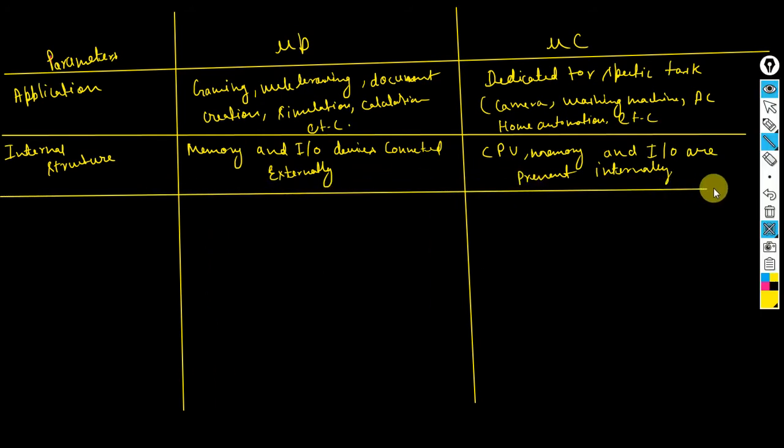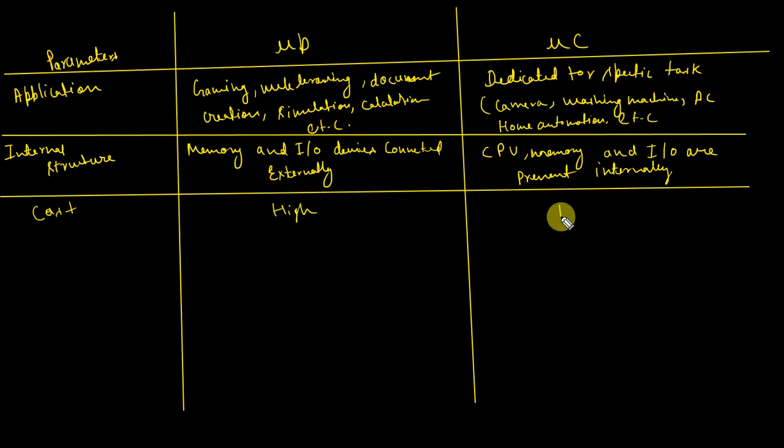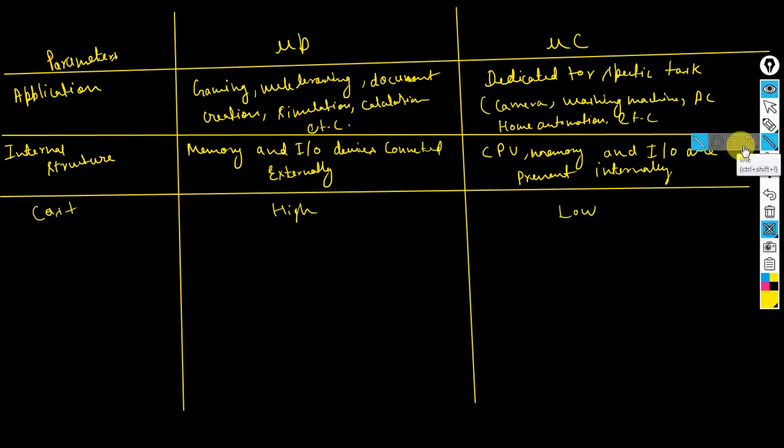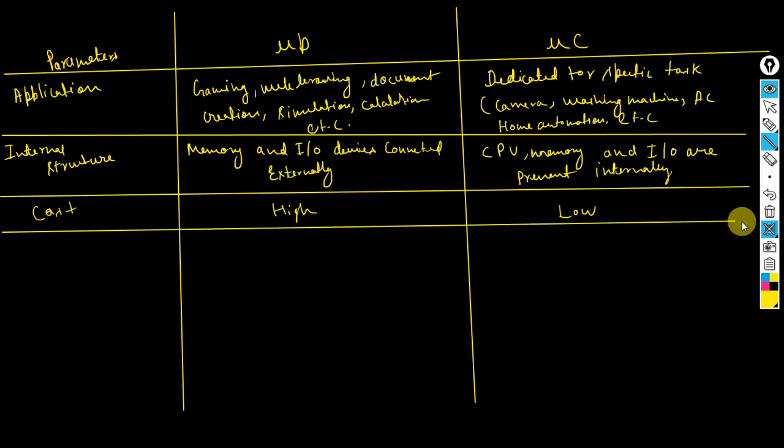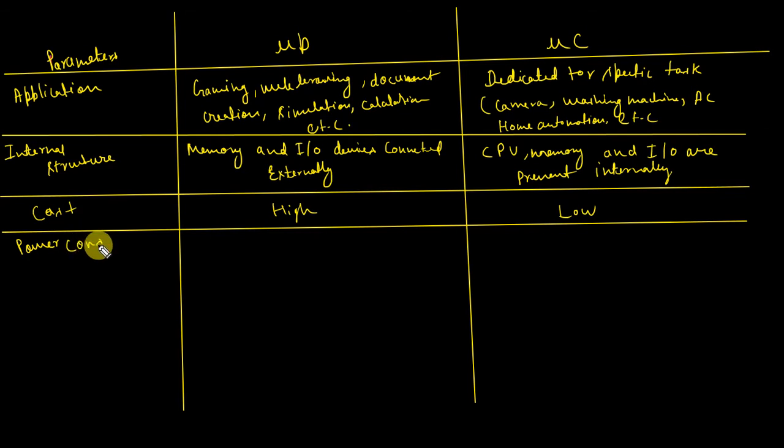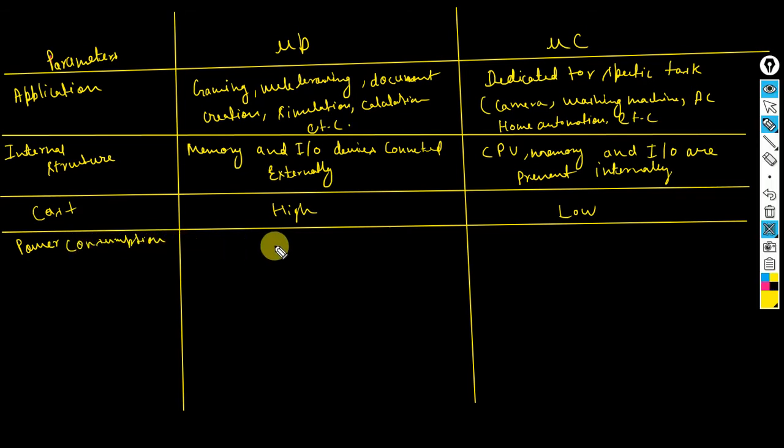Okay, and next term is cost. Here we differentiate microprocessor and microcontroller in terms of cost. So the cost of microprocessor is high and the cost of microcontroller is low. Okay, next parameter is power consumption. In microprocessor power consumption is high, in microcontroller power consumption is low.